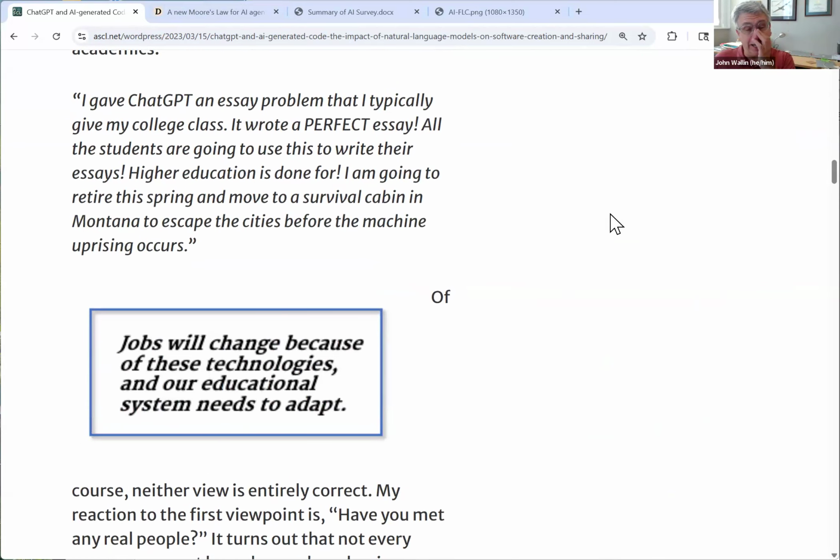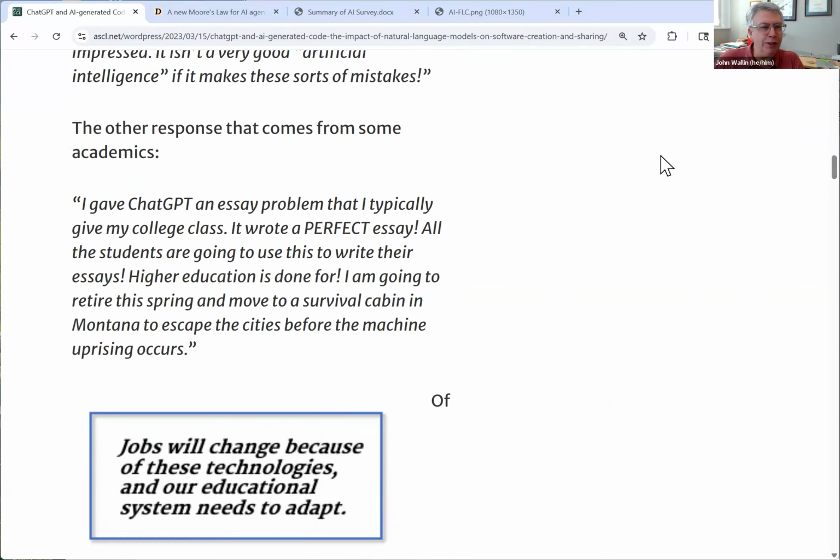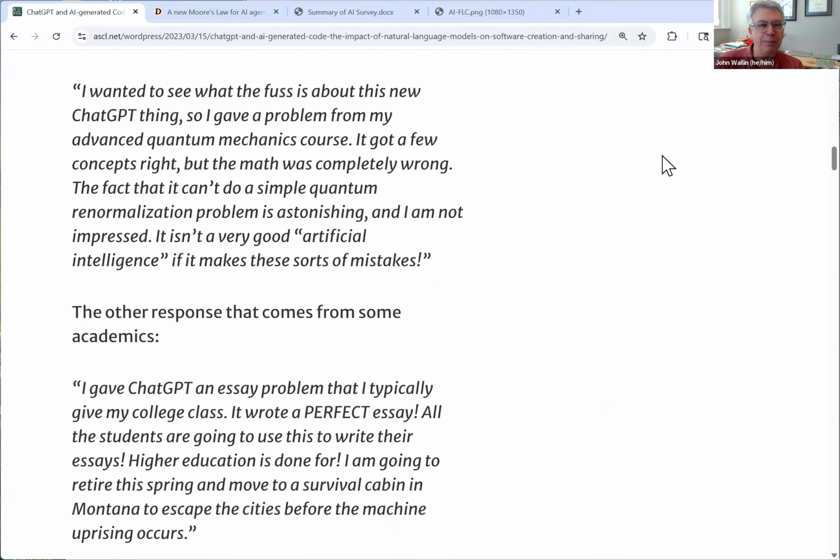So I found basically two reactions from professors back in March 2023. One was this one, which is I wanted to see the fuss about this new ChatGPT thing, so I gave a problem for my advanced quantum mechanics class. Got a few concepts right, but the math was wrong. The fact it can't do a simple quantum renormalization problem is astonishing. I'm not impressed. It's not a very good artificial intelligence if it makes these mistakes.